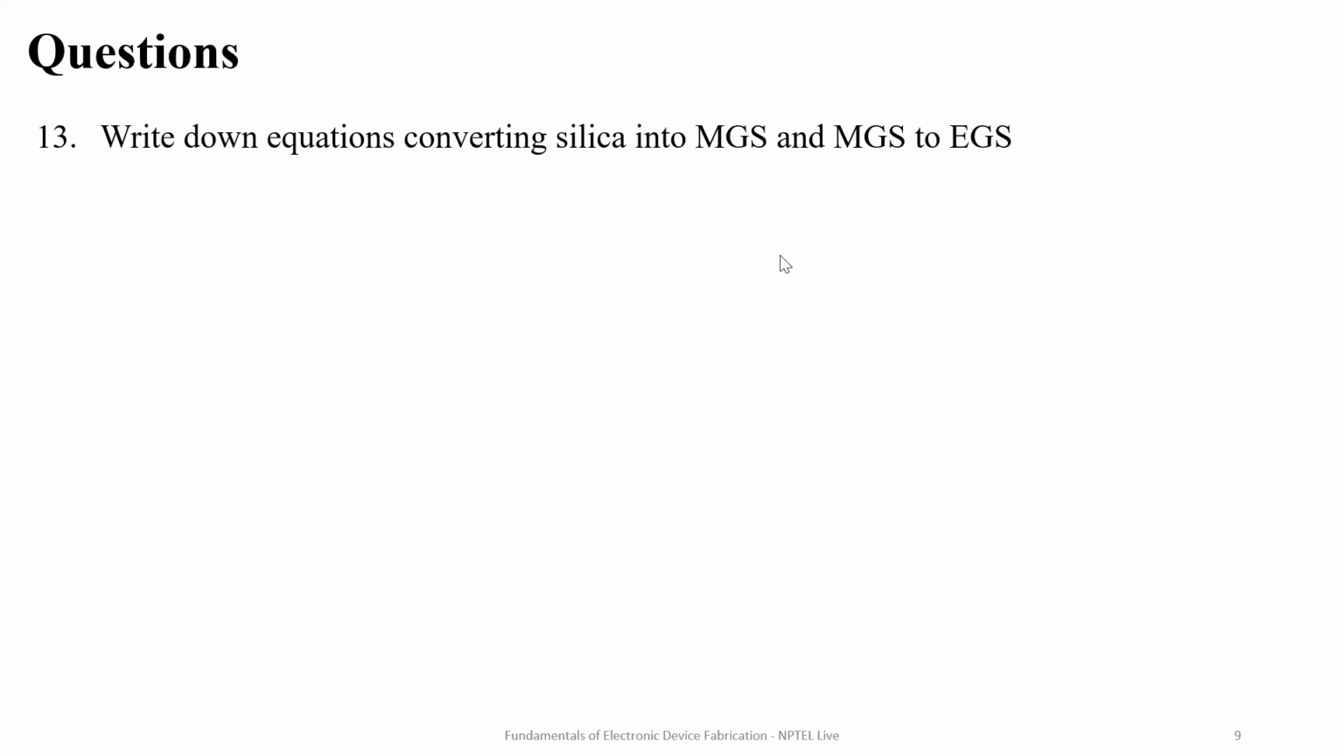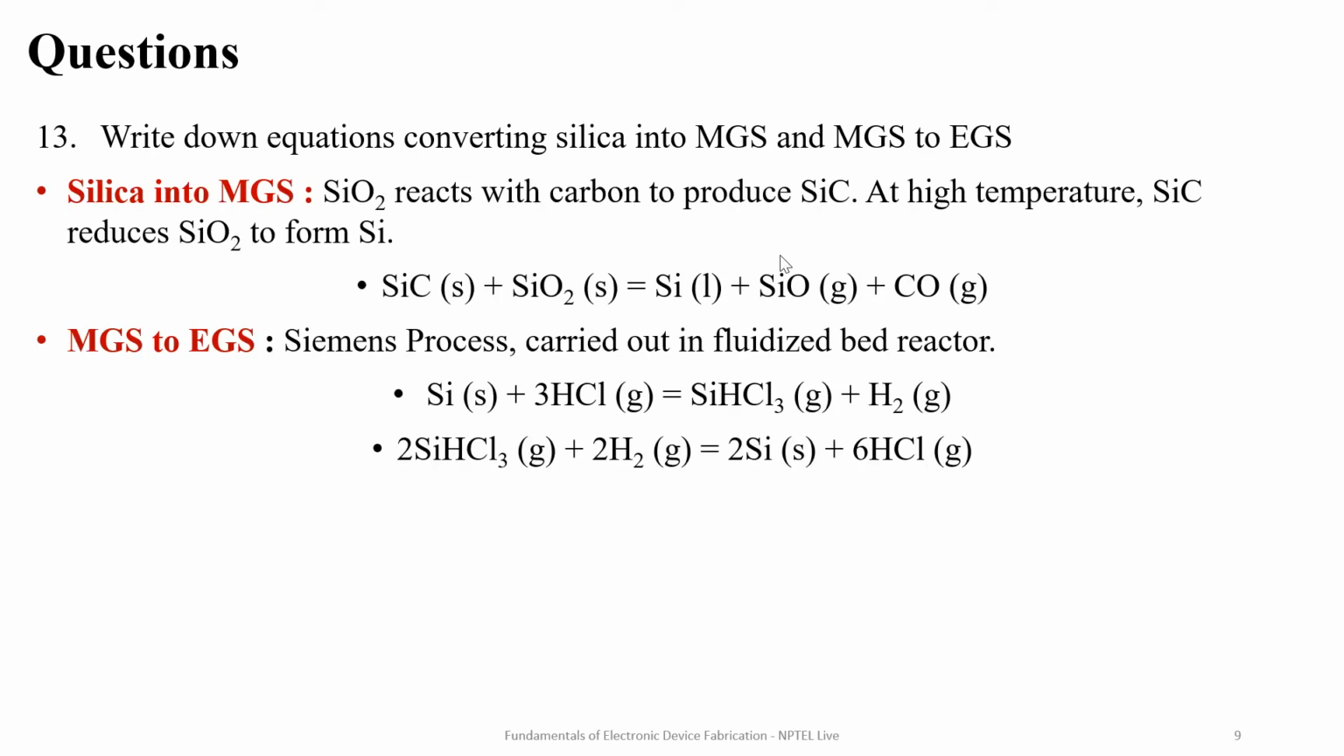Okay, I think I'll show the answers. The first one is silica into MGS, that is the submerged arc electrode process. We take sand, that is SiO2, and react it with coke, that is carbon, to produce silicon carbide. This silicon carbide then reacts with the rest of the silica, the SiO2 sand, to form silicon.